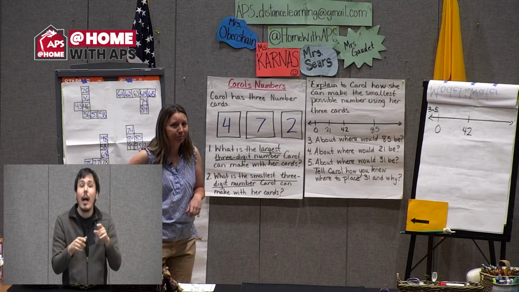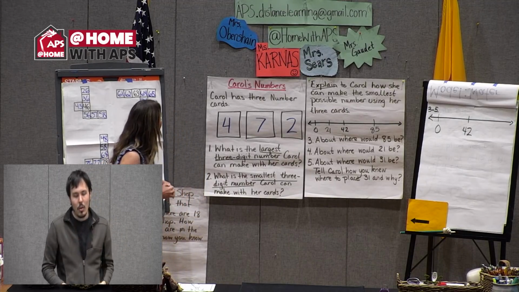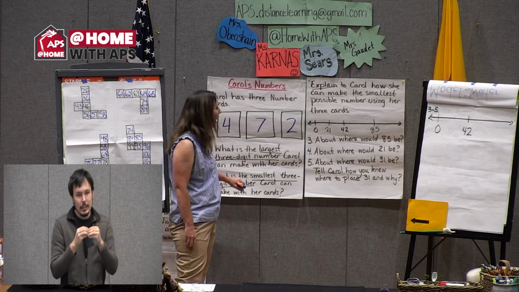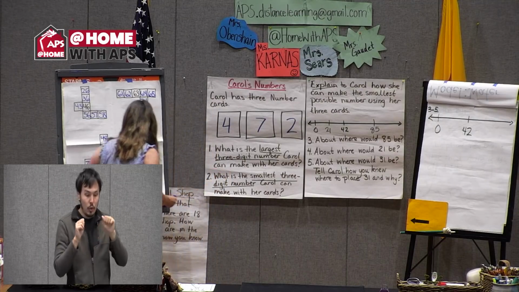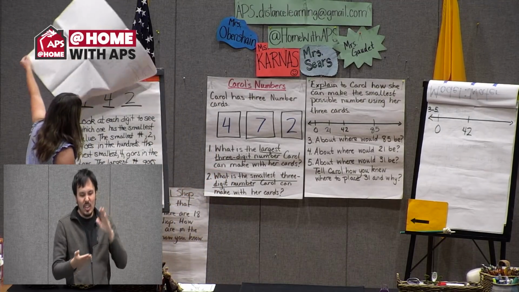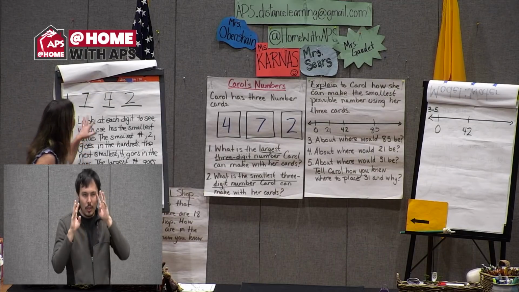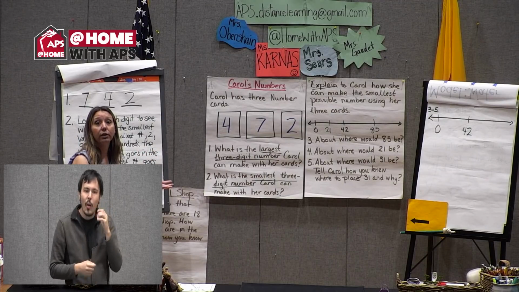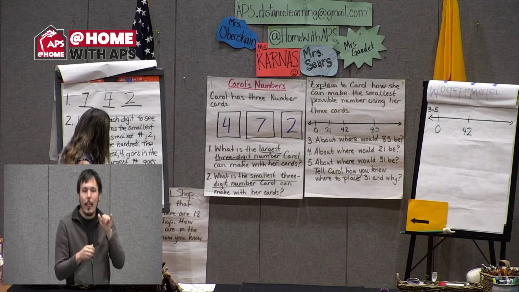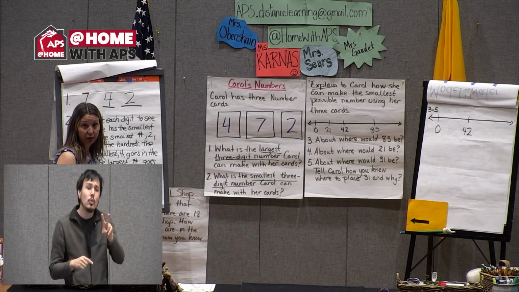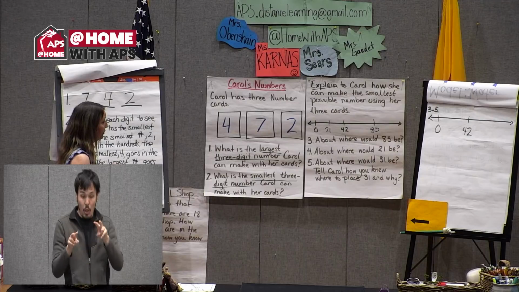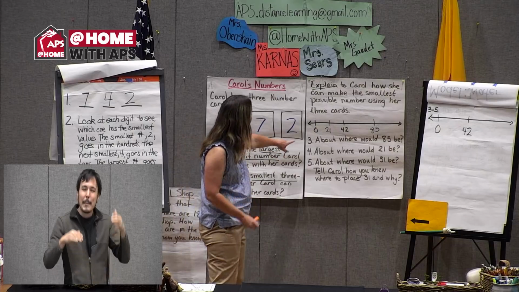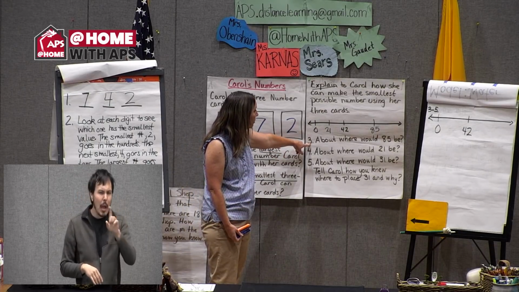Okay, let's get started. Last time, we talked about what the largest three-digit number we could do, and we talked about what was the smallest three-digit number we could do. So we came up with 742, and we talked about how we knew that, the individual digits, how that would help us. Our smallest number we came up with was 247. Again, looking at the digits. Then it was about where would 85 be on the number line.